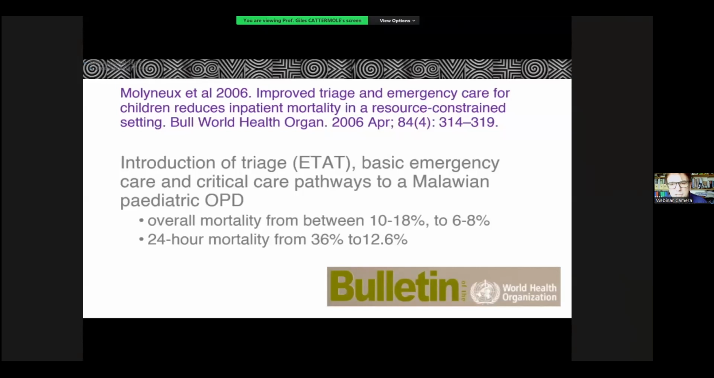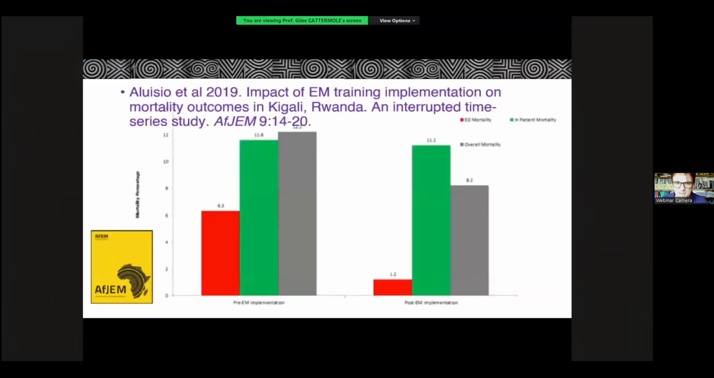But what about emergency medicine training itself? This paper came out of Kigali, where I was program director on their emergency medicine training course. I was there 2015 to 2017. It was a new residency program that started in 2013. Their first graduates graduated in 2017 or 2018.